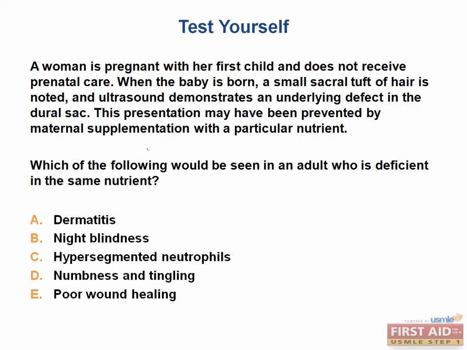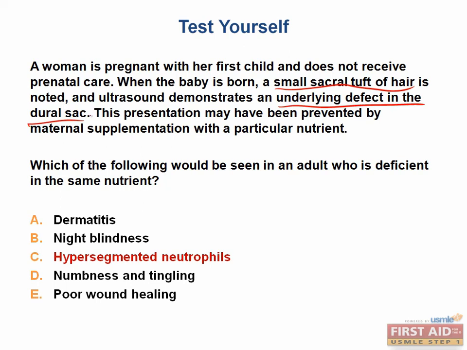The answer here is C, hypersegmented neutrophils. Now, the first thing you should have concluded from this question is that the baby had spina bifida. The main clue to diagnosis is, of course, as I mentioned, the small sacral tuft of hair. This is further substantiated by what is seen on ultrasound, this underlying defect in the dural sac.